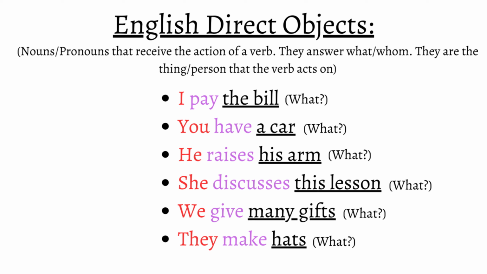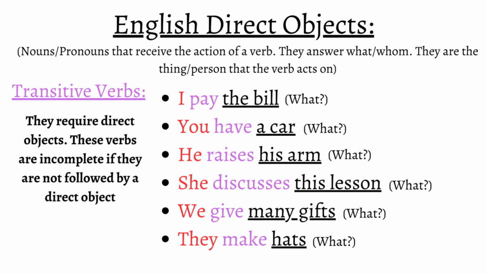Moreover, the verbs in these sentences are transitive because they require direct objects. These verbs are incomplete if they are not followed by a direct object. Saying these sentences without direct objects will not make sense because the verbs are transitive and they require direct objects.